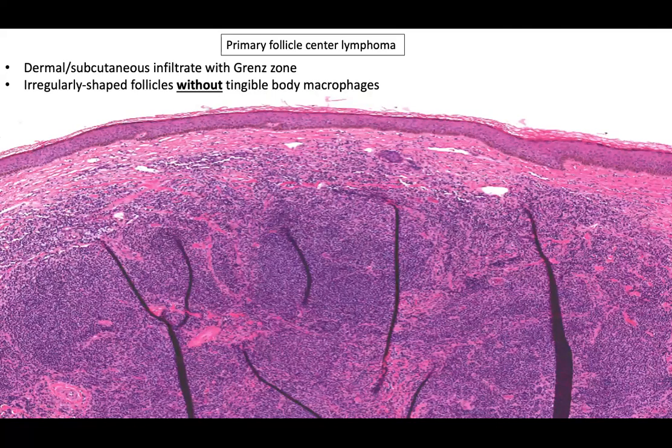You can see irregularly shaped follicles without tingible body macrophages. So again, if you're seeing a lot of tingible body macrophages and you see well-organized follicles, then that's probably not going to be a follicle center cell lymphoma.